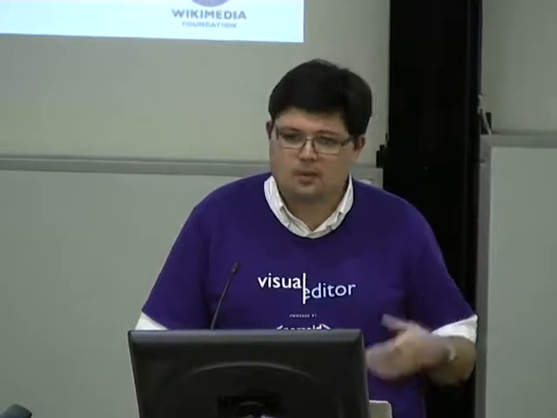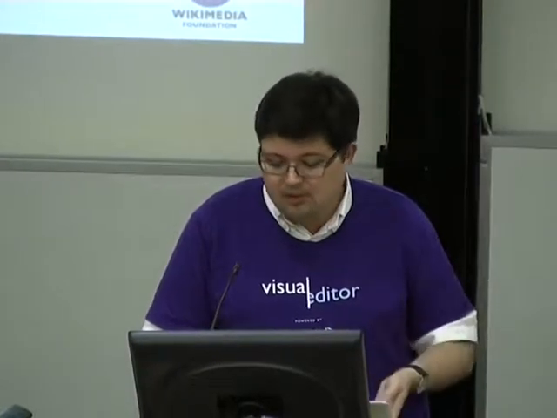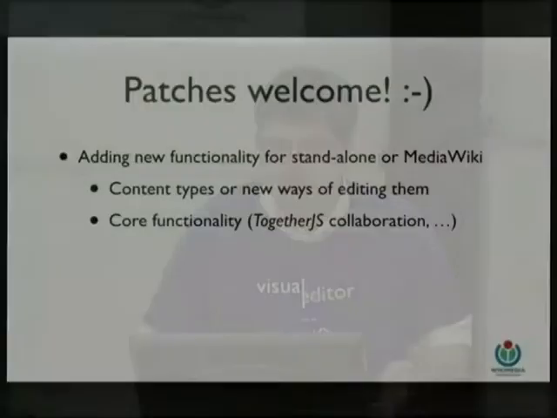So you can add new functionality if you're interested in VisualEditor or using something like VisualEditor. That can be for standalone or for MediaWiki itself. Content types, new ways of editing them. So something like, I want to be able to edit an image map. We don't currently provide a way to do that at all. Or you may think that the way that we allow people to edit templates is overly complex and you could build a much simpler one, which is awesome. There's also loads of core functionality that's lying around if someone would be interested in working on it.